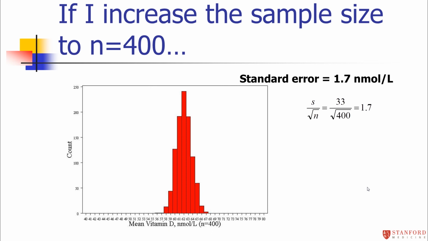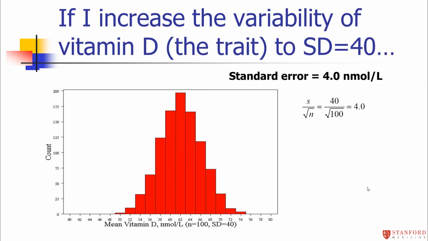And just to illustrate those, I did another simulation where I increased the sample size to 400. So I did many, many samples of 400. Notice what happened to my normal curve. It shrunk. The standard deviation went down. The standard deviation in this simulation came out to be 1.7, which is what my mathematical theory would predict. If vitamin D was more variable, let's say the standard deviation of vitamin D in the population was 40 rather than 33, you can see that that causes this curve to widen. The standard error goes up to 4, because if vitamin D is more variable, we get more variation in the means from sample to sample. So standard error, again, depends on the variability of the trait as well as the sample size.